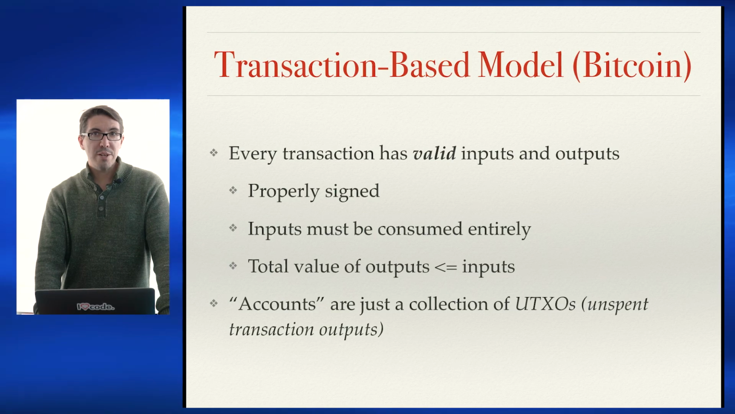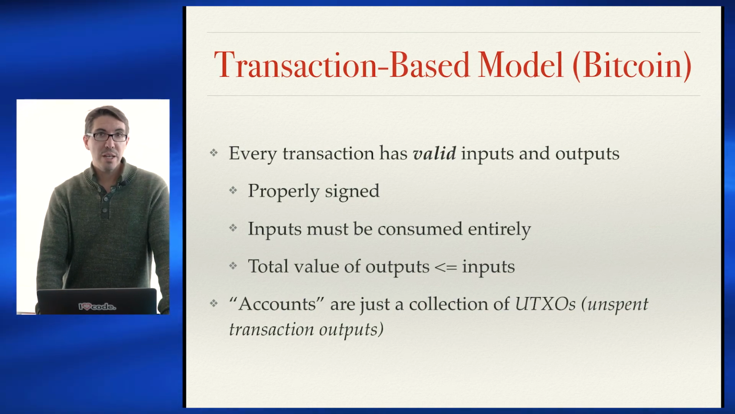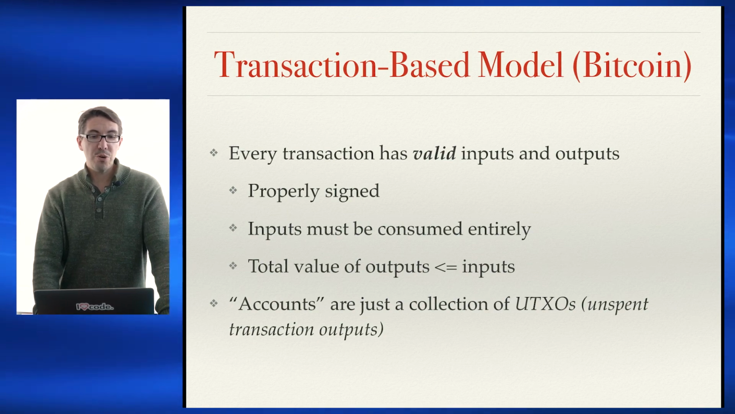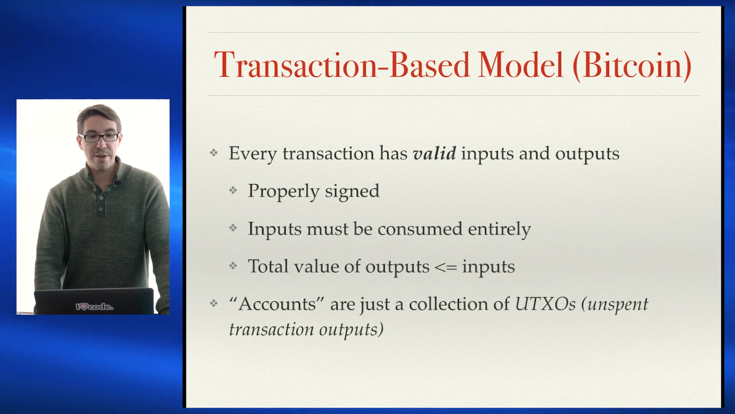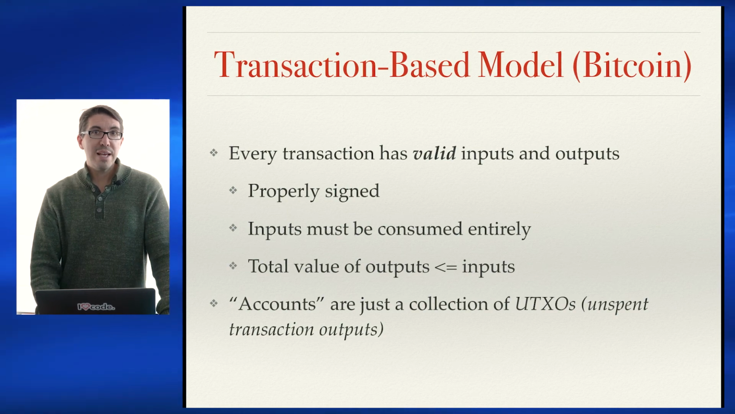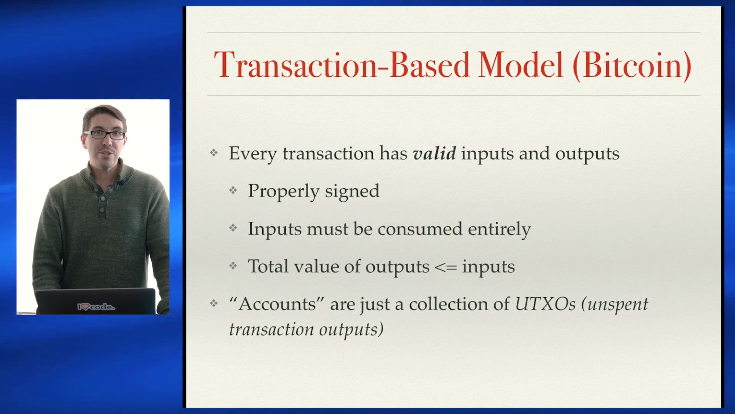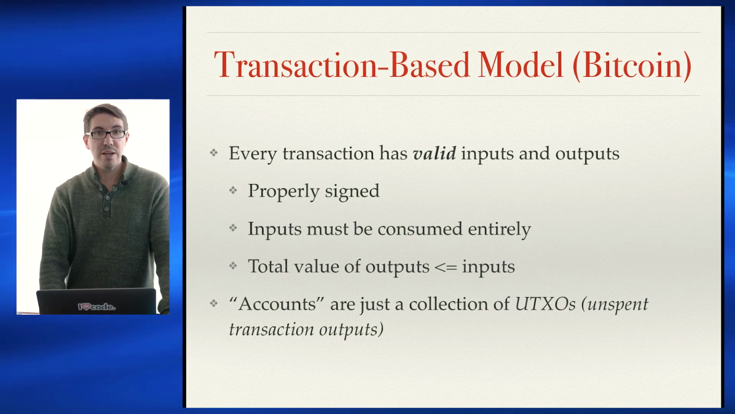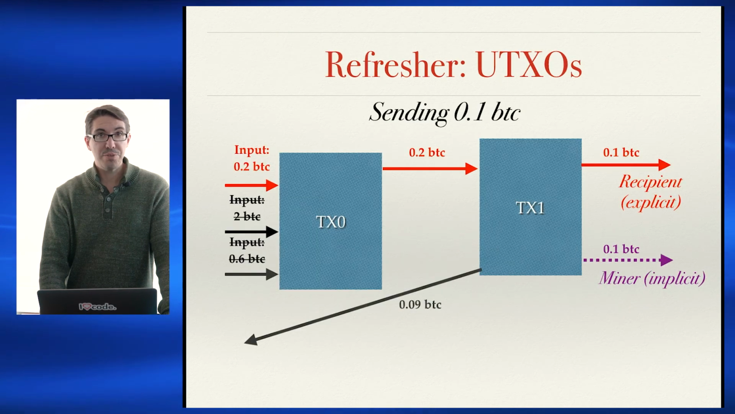So if you recall, in our transaction-based model, as opposed to our account-based model, every transaction has valid inputs and outputs and can be checked. All of them are properly signed, inputs are consumed entirely, and we always know that the total value of the outputs is less than inputs, with the remainder potentially going to the miner. So when we think of accounts, they're really just a collection of unspent transaction outputs, as opposed to a specific part of a ledger which contains how much value is owned by that particular account.